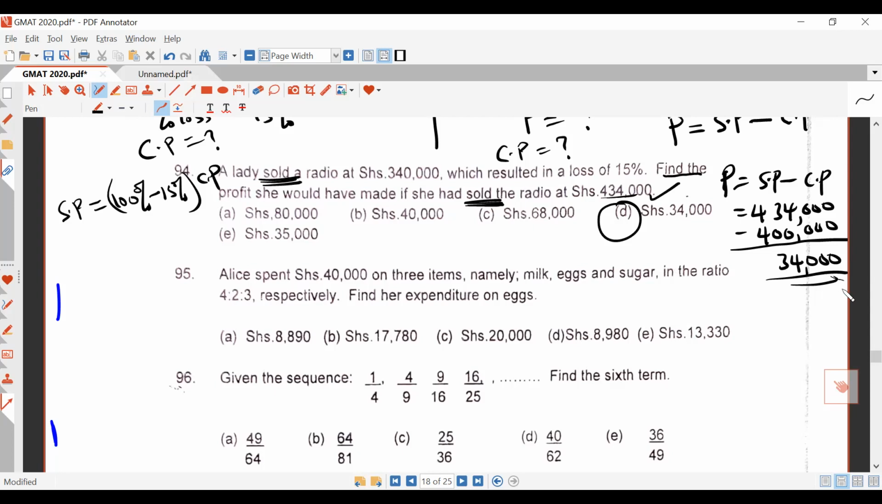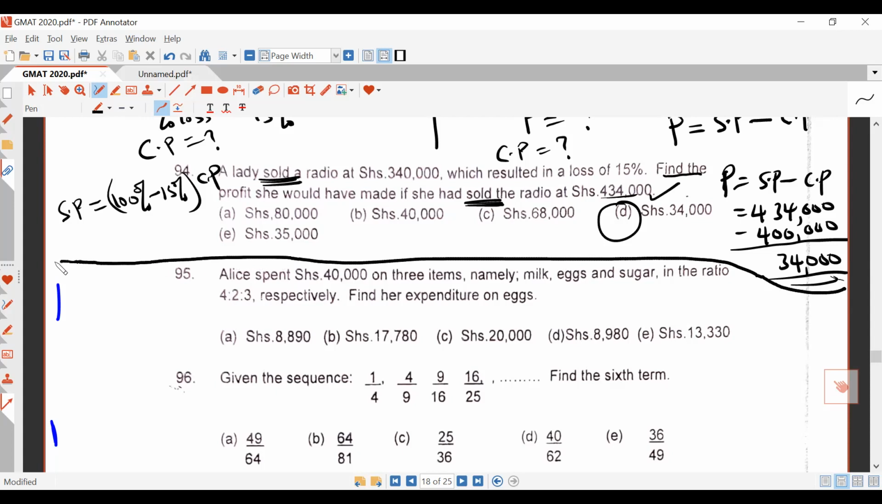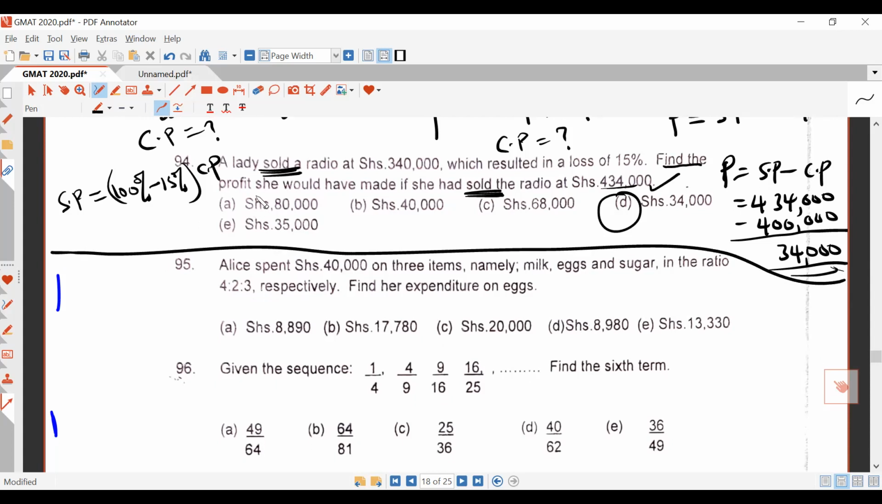Okay, let's go to the next number here. This number is about ratios. And it is saying that Alice spent 40,000 on 3 items. That is, in case you added the money that she used to buy milk, eggs, and sugar, it is 40,000. But that amount is given in the ratio of 4 to 3.